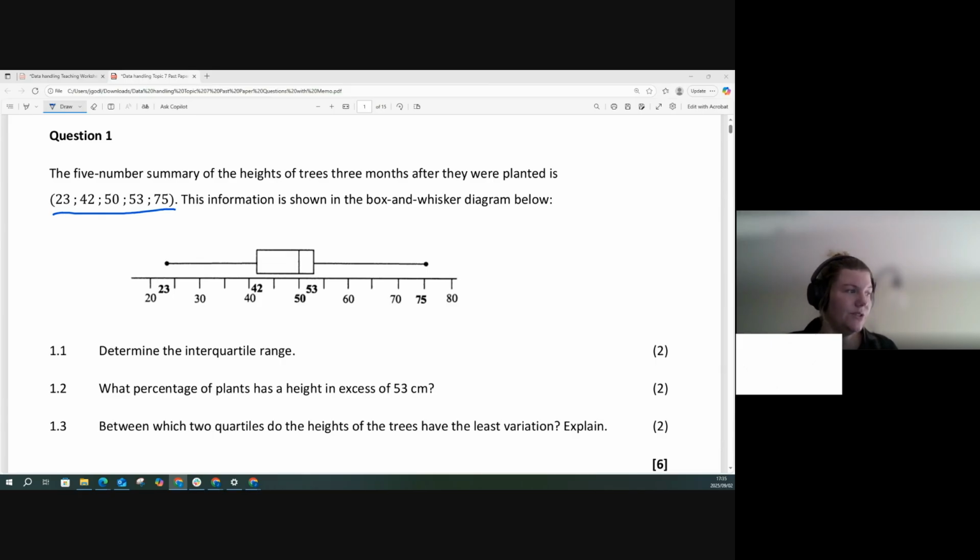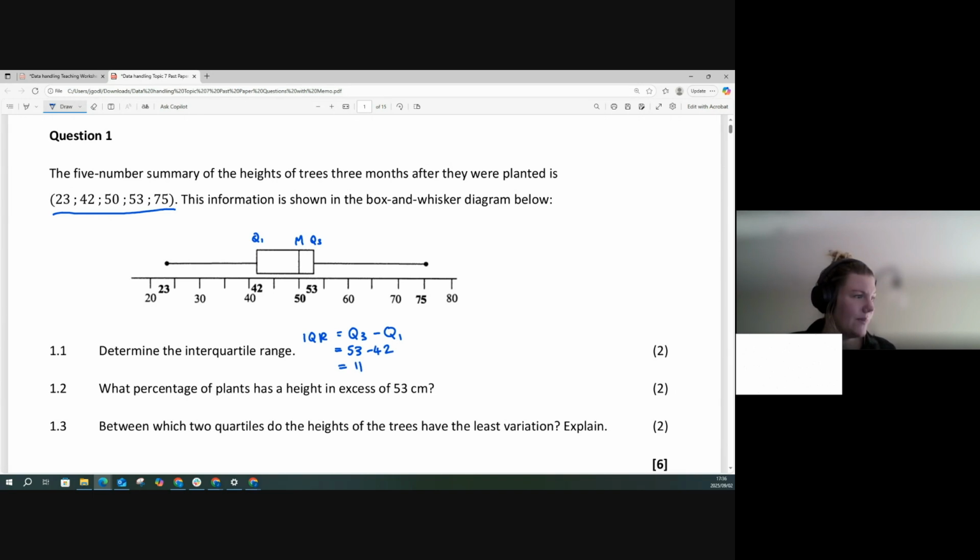So what we're wanting to do is when we're looking for our interquartile range, we're saying that's going to be Q3 minus Q1. So this is Q3, that's your median. This is Q1. So we're going to say that it's going to be 53 minus 42, which gives us 11.